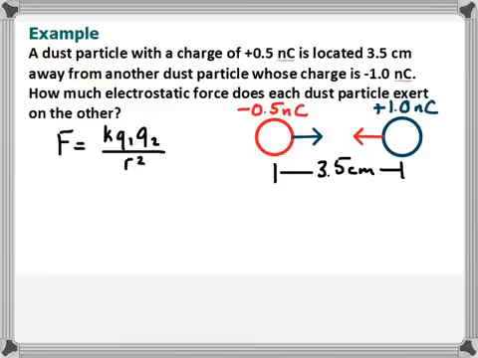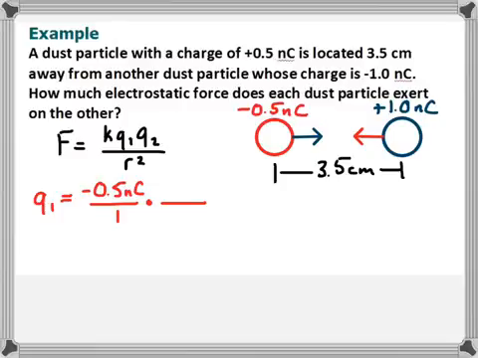Okay, so I'm going to write down Coulomb's law. F equals K times Q1 times Q2 over r squared. Now, I have to use charge in terms of coulombs for Q1 and Q2, and I have to use meters for r. So it looks like I have to do some conversions first, because I have charges in nanocoulombs and I need those in coulombs, and I have a distance in centimeters and I need that in meters. So let's do a conversion here.